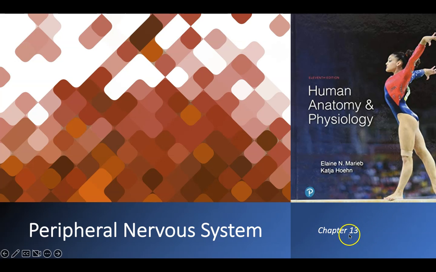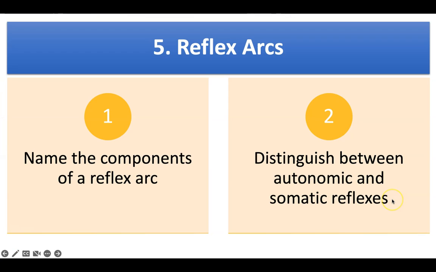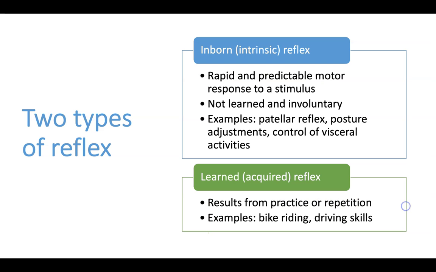In this video, I'll present information from Chapter 13 of Human Anatomy and Physiology, 11th edition. This chapter focuses on the peripheral nervous system. And in particular, I'd like to present information about reflex arcs. Not only the components of the arcs, but also being able to distinguish between autonomic and somatic reflexes. So let's get started with two types of reflex.